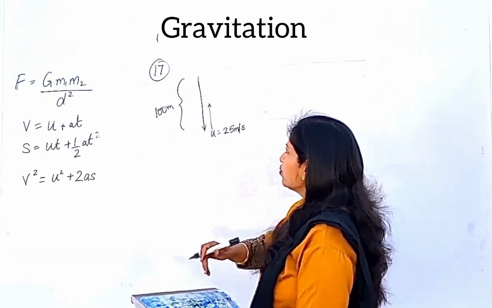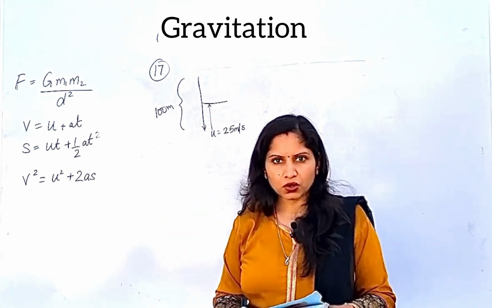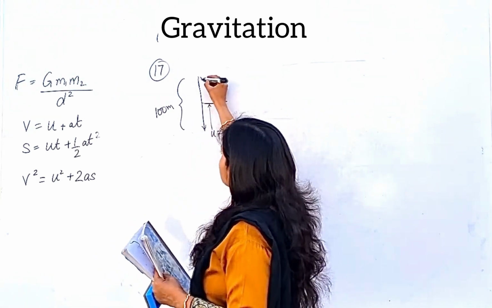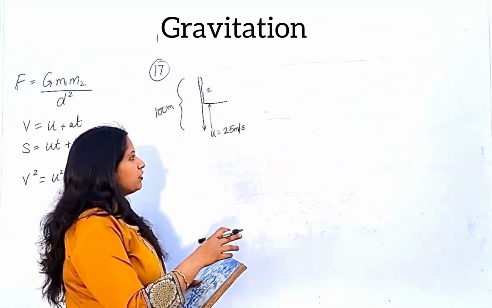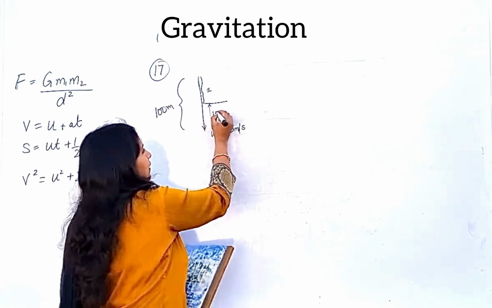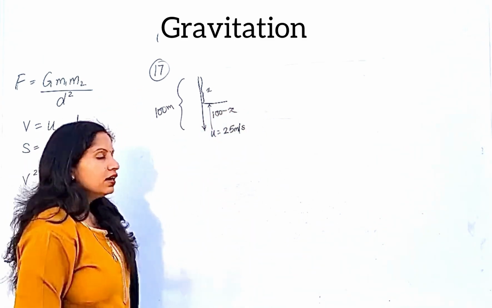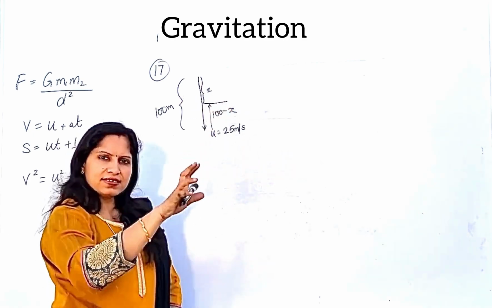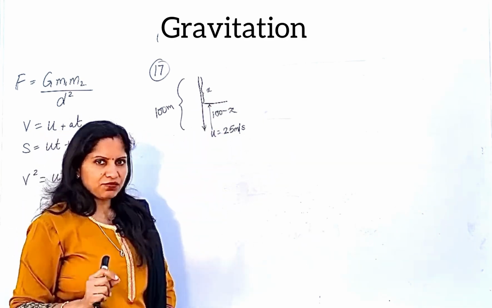Okay. Suppose they meet at this point. Okay. And the distance covered by the first stone is x. Then what would be the distance covered by the second stone? It would be 100 minus x. Okay. Total distance is 100. If the upper stone has come down by how much? X distance has come. Then how much would the lower stone have gone up? That would be 100 minus x. Is that fine for everyone?